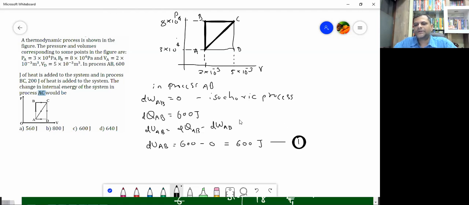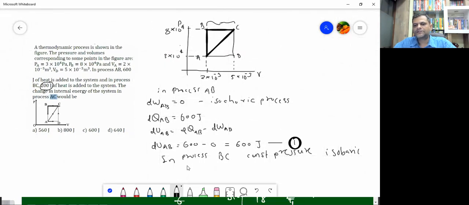चलो ठीक है, अभी हम आगे बढ़ेंगे. तो दूसरा क्या दिया हुआ है देखो यहाँ पे कि BC प्रोसेस के अंदर 200 जूल्स ऑफ हीट ऐड किया हुआ है. तो अभी फोकस करो इस BC प्रोसेस के ऊपर. So when the gas is taken from B to C here, some work is going to be done, right? Because it is the constant pressure process, right? BC is going to be a constant pressure process, or we can call it an isobaric process, okay? It is isobaric process.